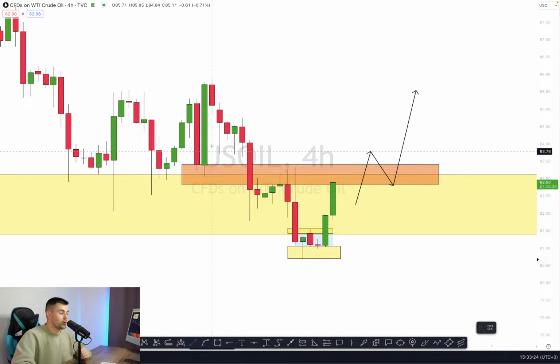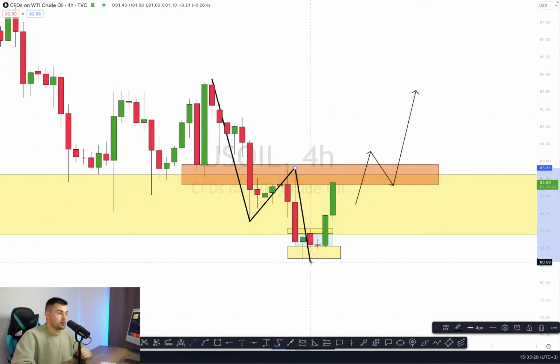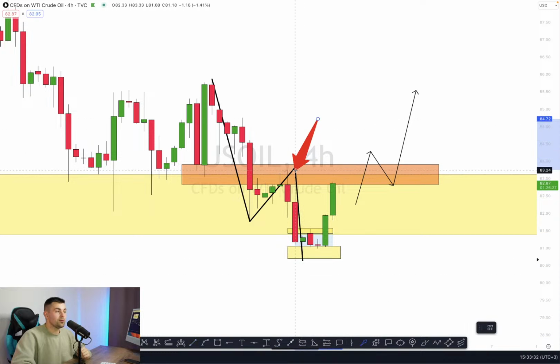Also, do you remember what I told you about the change of character? Here, this structure, this orange area, is based on the level of the last lower high of this bearish trend. So a bullish violation of that will be the change of character, and it will increase the probabilities that the market will keep growing.